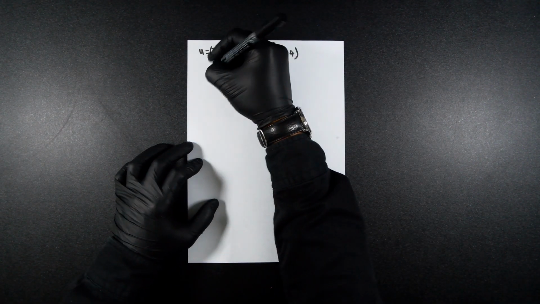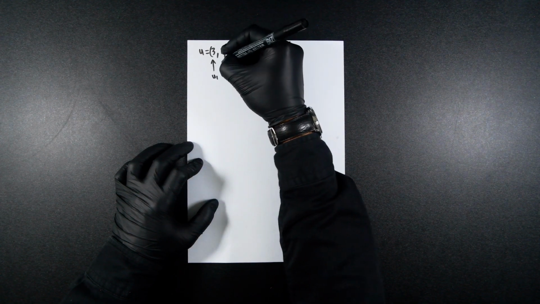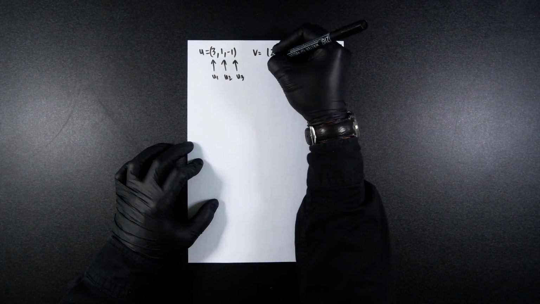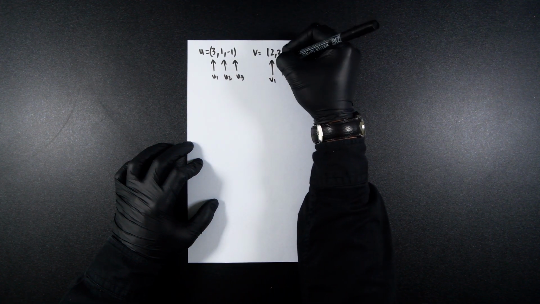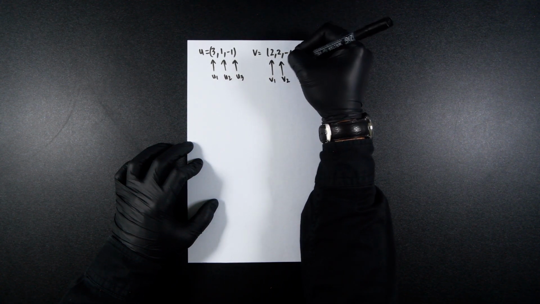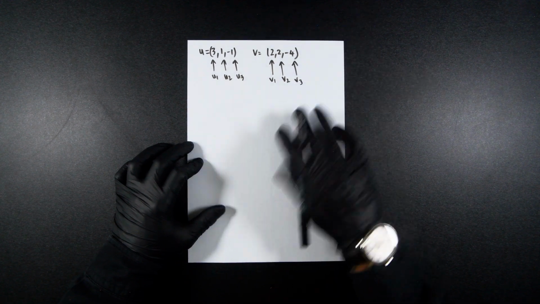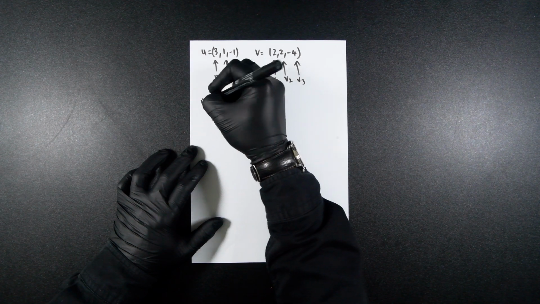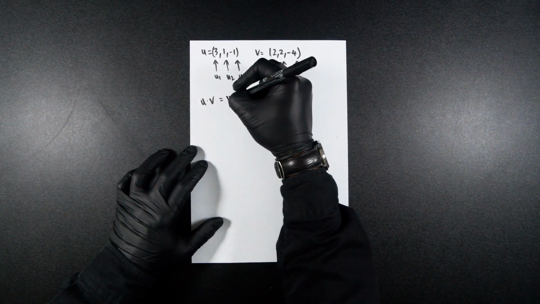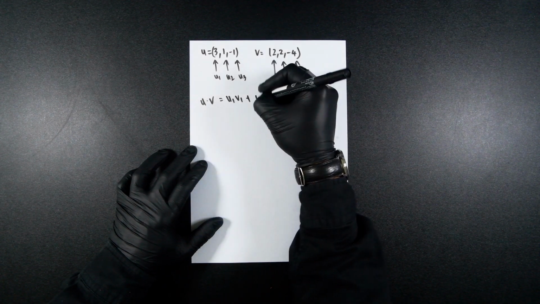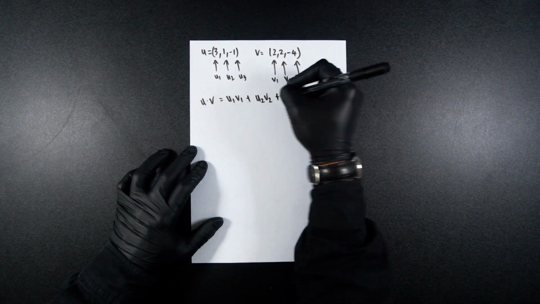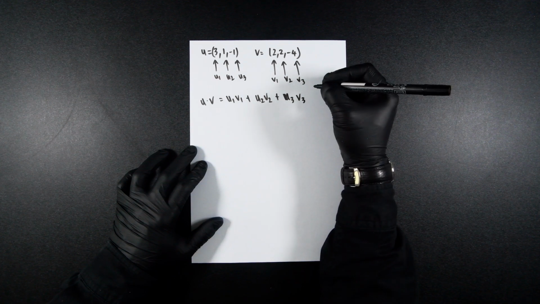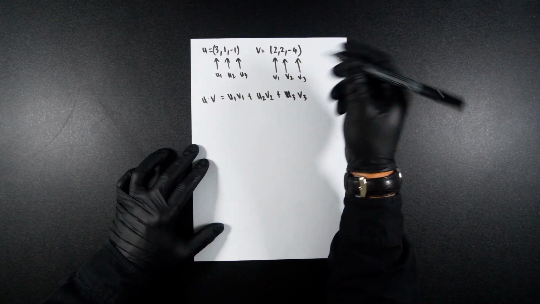So it's exactly the same. You've got u1, u2, u3, v1, v2, and v3. We now have u dot v, which is the same as u1 v1 plus u2 v2 plus u3 v3. So let's plug it all in.